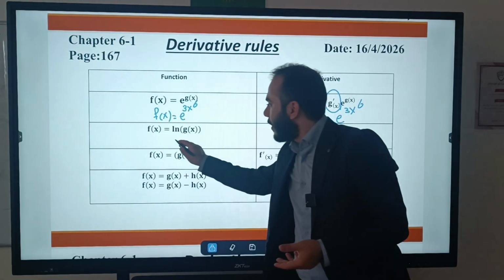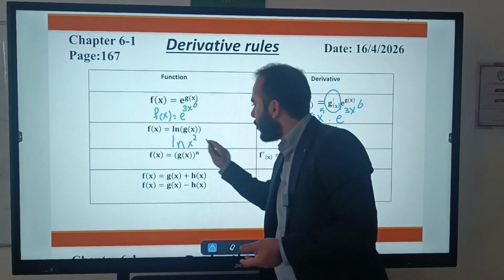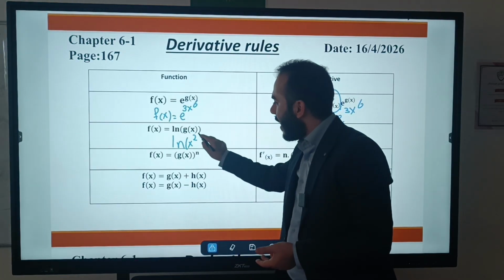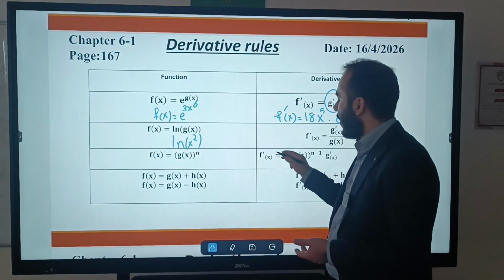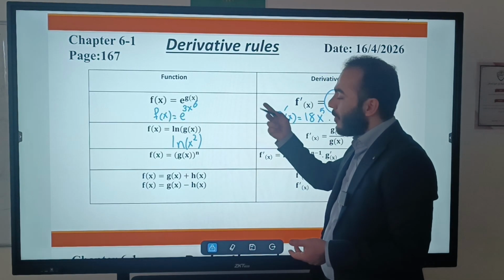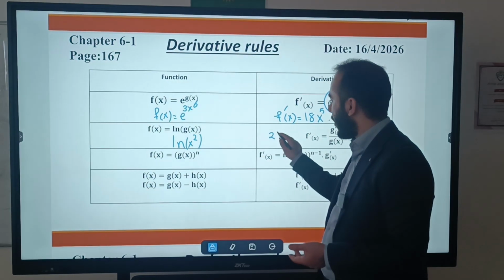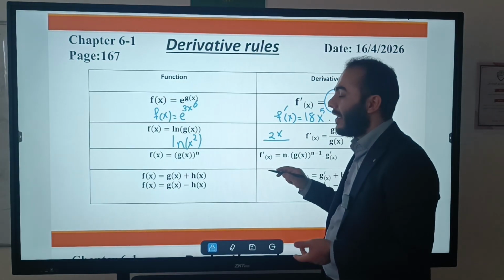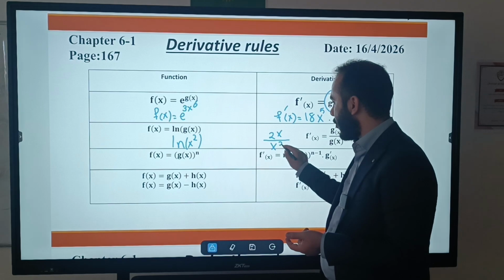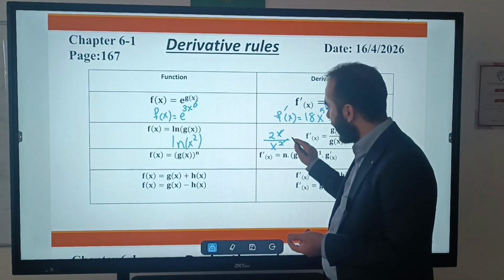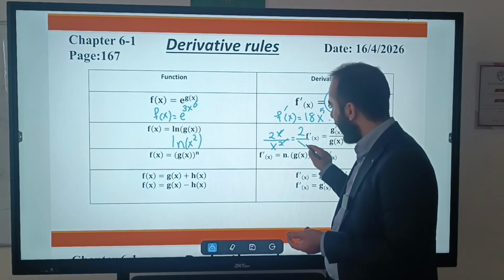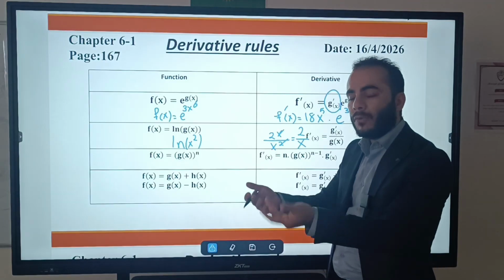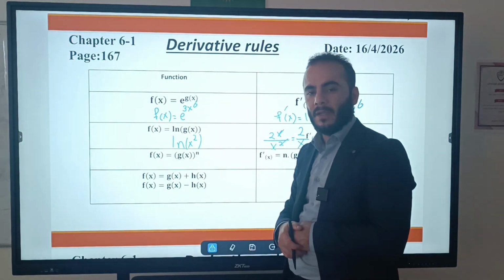How? Like ln x powered by 2. So x powered by 2 is the inside. The derivative equals, we know that the derivative of x powered by 2 is 2x over itself, which is x powered by 2. This x will cancel one of these x's, so only 2 over x will remain. This is how we get the derivative and even simplify it.